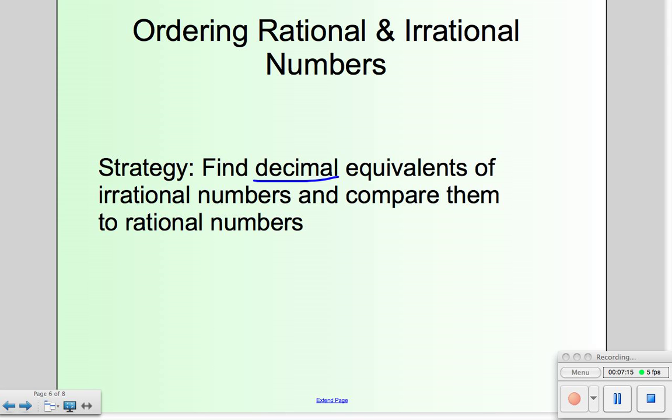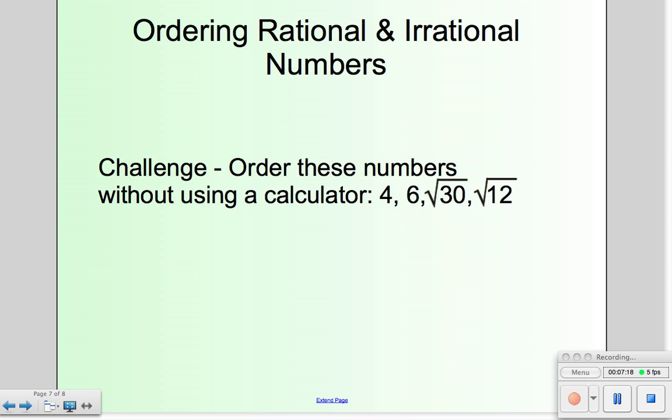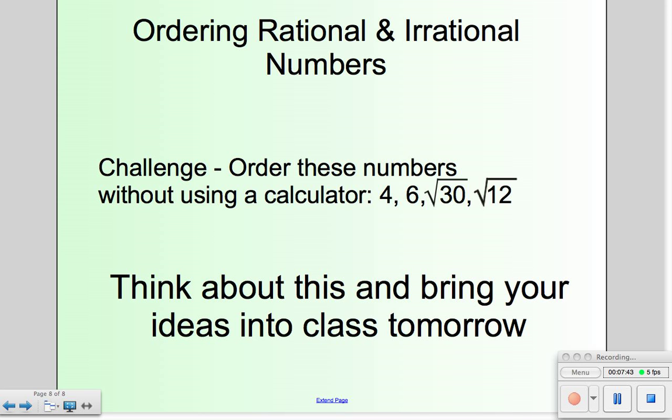Okay, now I challenge you with that information. Do you think that you could order these numbers without using a calculator, which means that you will not know the decimal equivalent of that irrational number and that irrational number? Would you be able to do that? Think about a strategy you could use in order to figure out how you would order these numbers without using a calculator. And what I want you to do, if you think you got it, bring it into class tomorrow, and we'll talk about how you would end up ordering these numbers without a calculator.